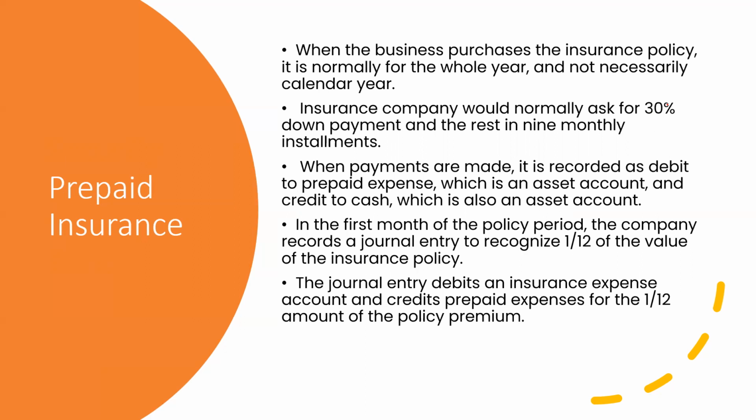First thing is that when the 30% down payment is paid, that should be debited to the prepaid expense account or prepaid insurance account. And then every month, 1/12 of that premium, say $100,000 is the premium, so $8,333 should be expensed every month, right? So that it is fully amortized over that 12-month period.